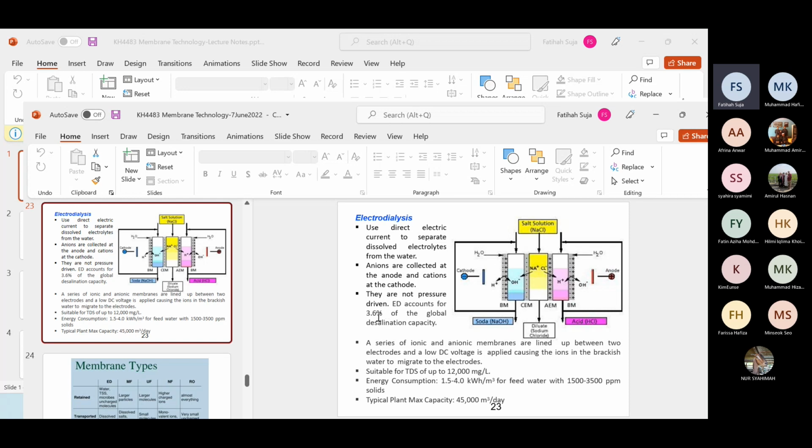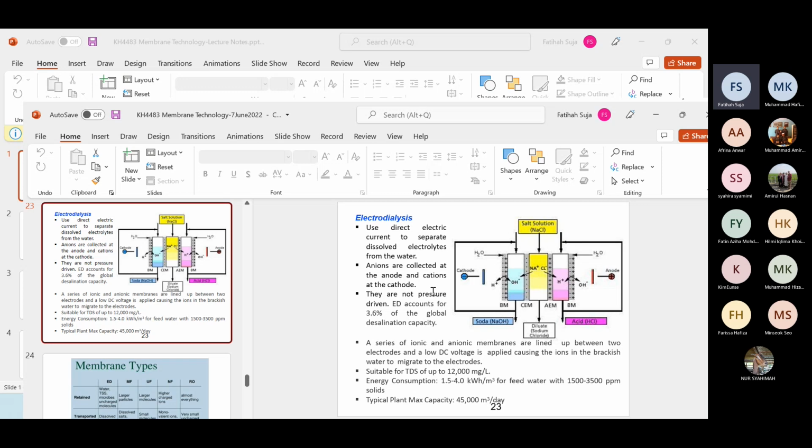ED accounts for 3.6% of the global desalination capacity. So again, electrodialysis uses direct electric current to separate dissolved electrolytes from the water. Anions are collected at the anode and cations at the cathode.